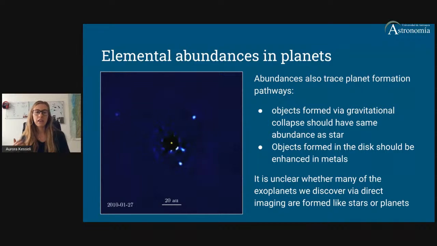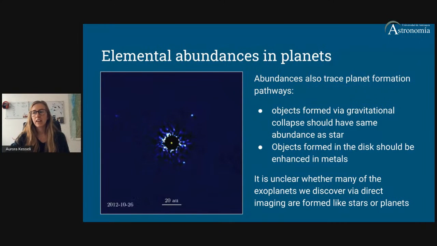And what we think would be a diagnostic way to tell the difference is to look at their metal abundances. So an object that formed like a star should have formed out of the same material as a star, and therefore the companion should have the same metallicity as the star would have. But for an object that formed in the disk, it should be enhanced in heavier elements like oxygen and all metals, because the metals are the things that kind of form into pebbles and stuff and start to form the planets.